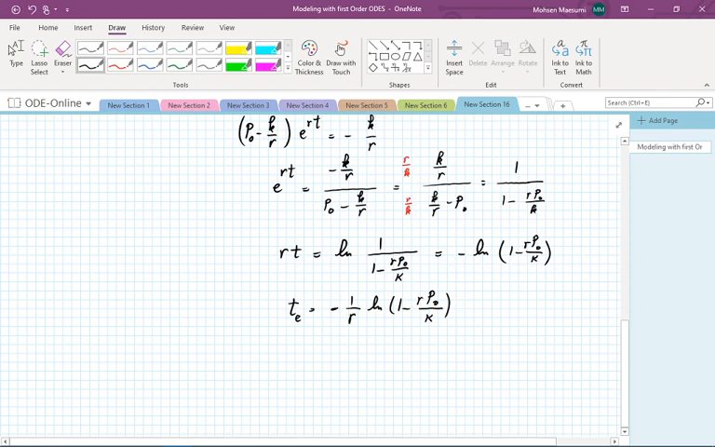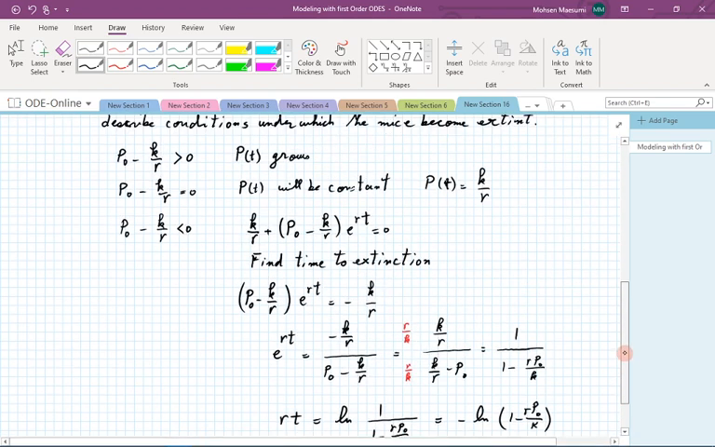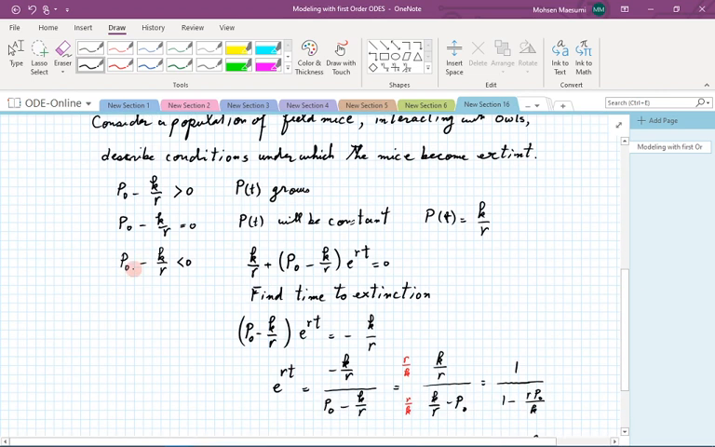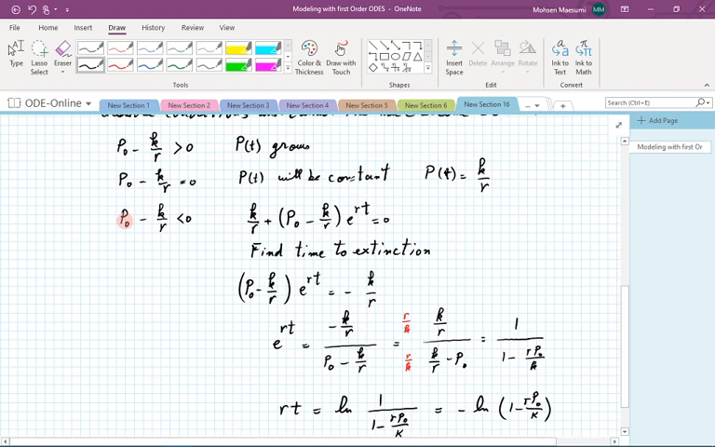Some problems you will come across a situation like this, and this was a simple application of ordinary differential equation of first order. Now later on we are going to take a look at the population problems in a much more sophisticated way. This was a rather simplistic model, but it just shows to us what we can do with a simple differential equation. So what we found here is the extinction happens if this is less than 1, or if you cross multiply it, R P0 over K is less than 1.